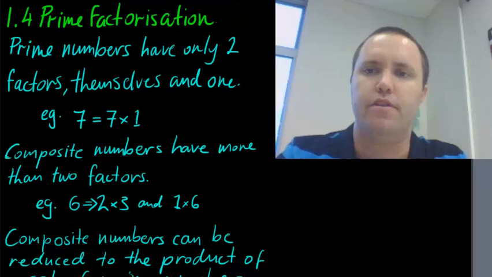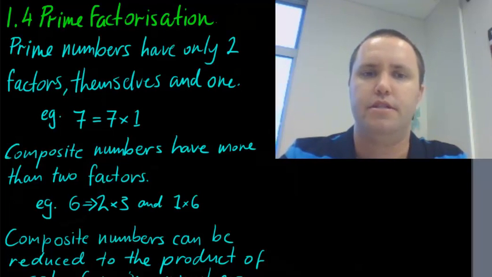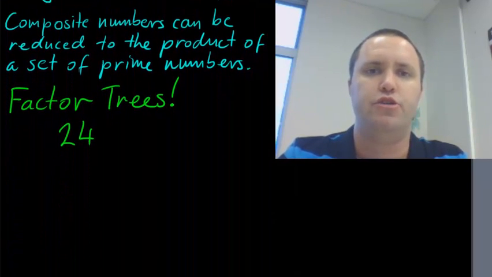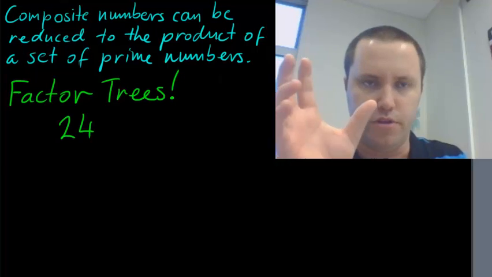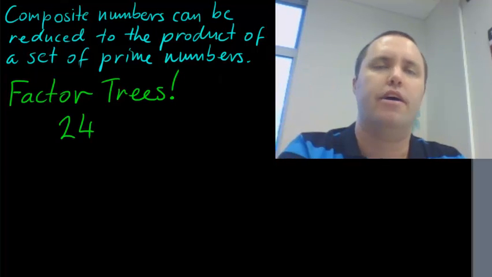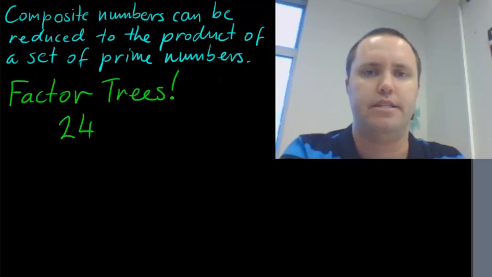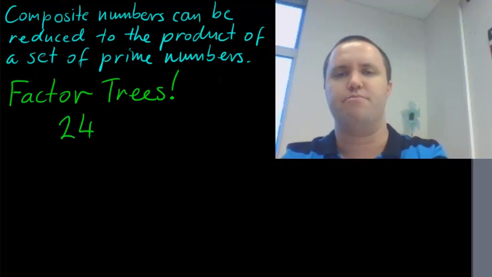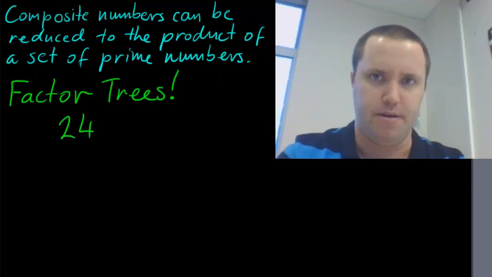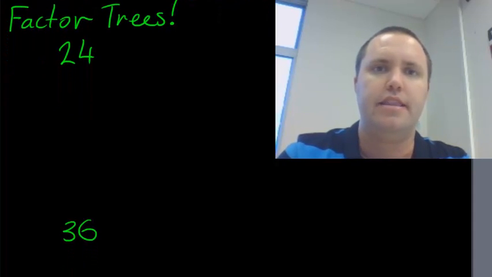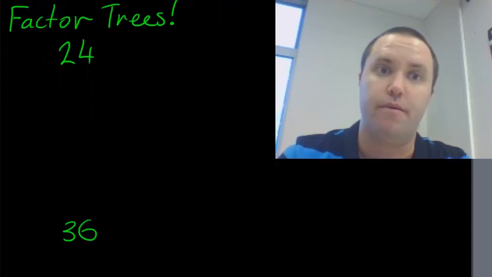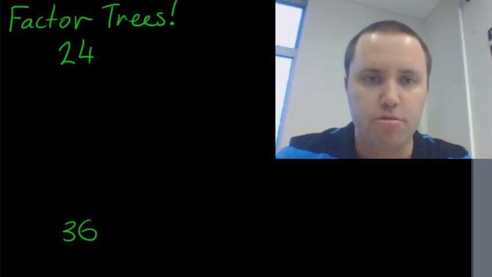Now, the important thing is that composite numbers can be reduced to the product of a set of prime numbers. So a unique set of prime numbers and product of, remember that means things are multiplied together. Okay, so we multiply together a bunch of prime numbers, we can arrive at a composite number. So the way that we do that, to get that set of prime factors, is using factor trees. It's probably the easiest way.